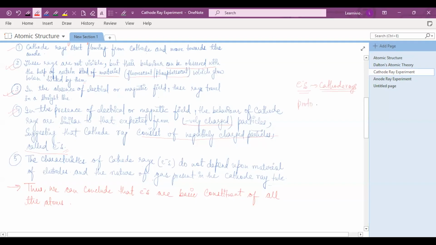Protons, or you can say anode ray or canal ray. These are two other names of anode ray and proton.